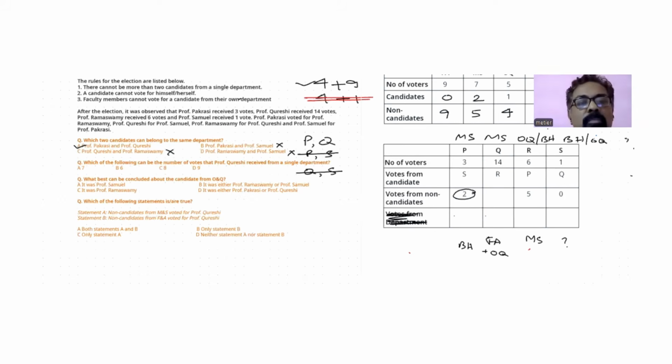Question number 2. Which of the following can be the number of votes for Professor Q received from a single department? So Professor Q got 13 votes. You have 13 here. And what idea we are getting here, 13 came from the summation of these 9 and 4. 9 plus 4, 13, we have already calculated before. So our answer will be either 9 or 4. It can maximum be 5 here also, if this candidate also voted for this Q.